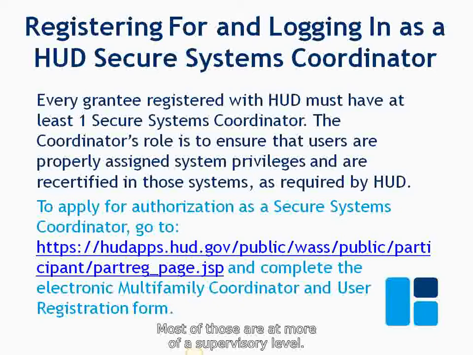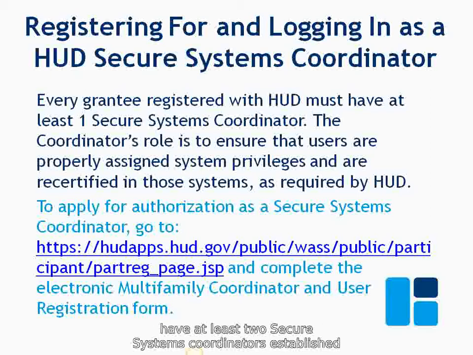Most of those are at more of a supervisory level. And I strongly recommend that you have at least 2 coordinators for your entity. God forbid something were to happen to one of the coordinators, but if you run out of coordinators and all you've got left are users, then you're in a bit of a pickle getting your systems access, because eventually your coordinator's access is going to terminate, and then you're basically locked out of the system. So for backup purposes, make sure that you have at least 2 Secure Systems coordinators established at your entity.